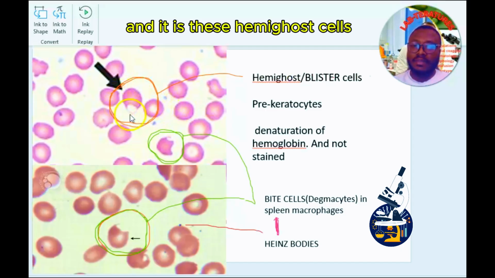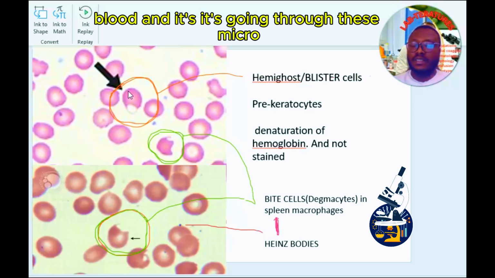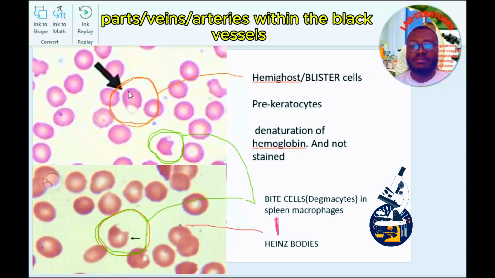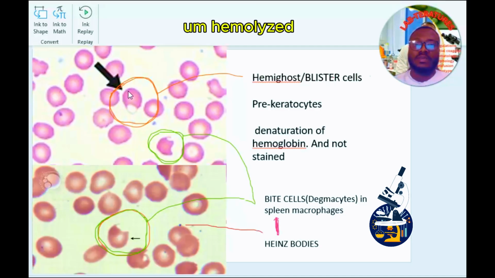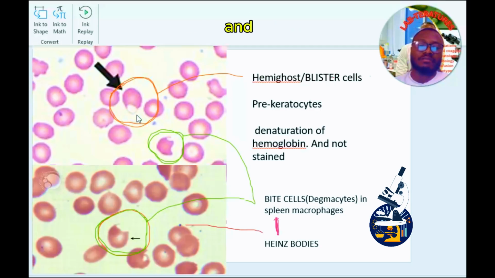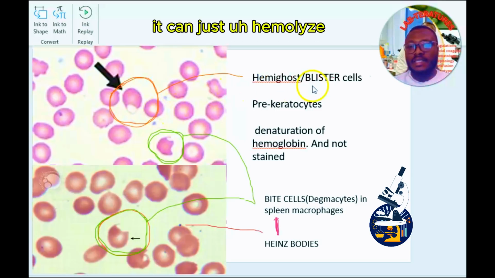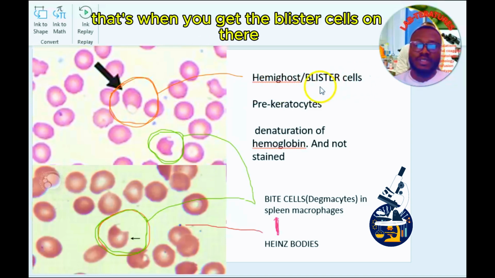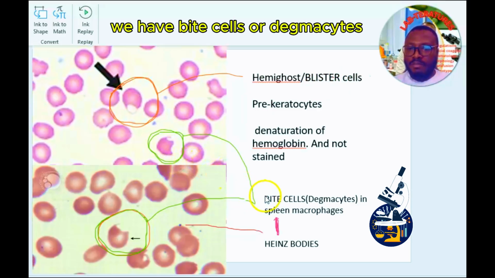And these hemighost cells, if they are in the peripheral blood and going through these micro paths within the blood vessels, different vascular layers, there's a possibility of them being hemolyzed when they come in contact with vascular surfaces or any very compressed areas within the vascular endothelium. It can just hemolyze. That's when we get the blister cells on there. And looking on here, we have bite cells or degmacytes.